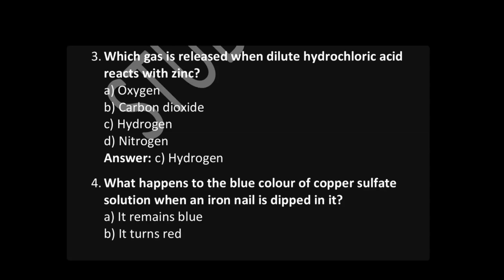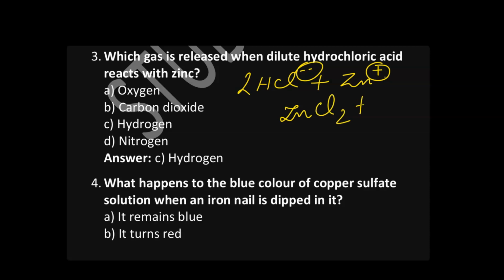Which gas is released when dilute hydrochloric acid reacts with zinc? Dilute hydrochloric acid, HCl, reacts with zinc. Zinc has a positive charge and chloride has a negative charge. So positive attracts negative. So what happened here? With 2HCl, ZnCl2 is formed and hydrogen gas is released. So C is the right answer. Now let's move on to the next question.